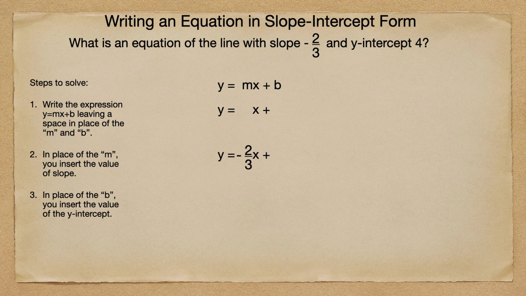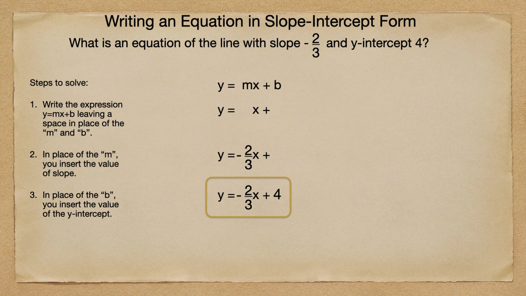In place of b, we will insert the value for the y-intercept. The y-intercept being 4, we will insert a 4, and that will become our y-intercept. Our equation is now in slope-intercept form with our slope and our y-intercept.